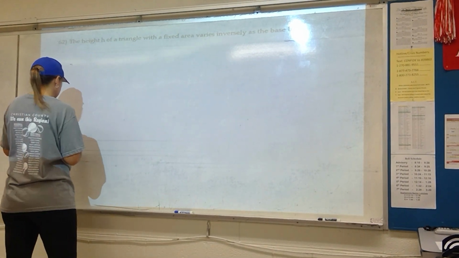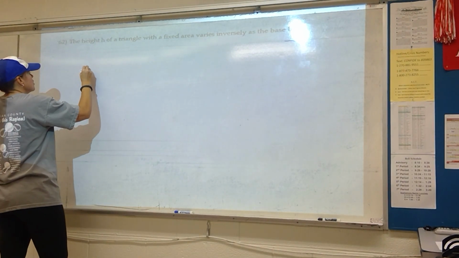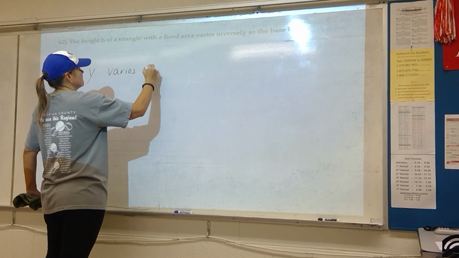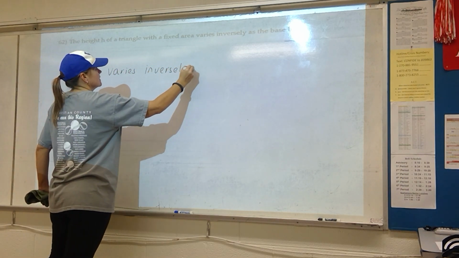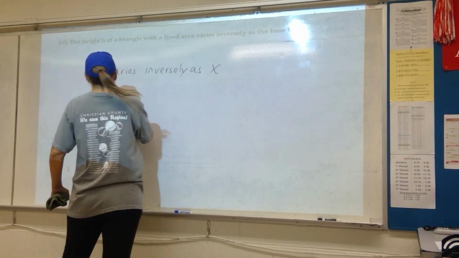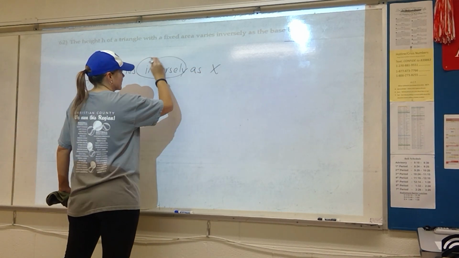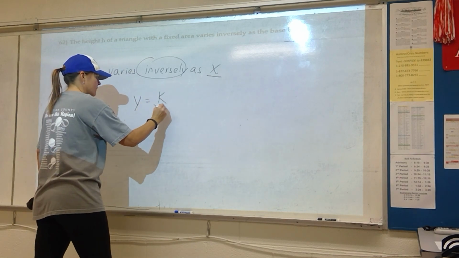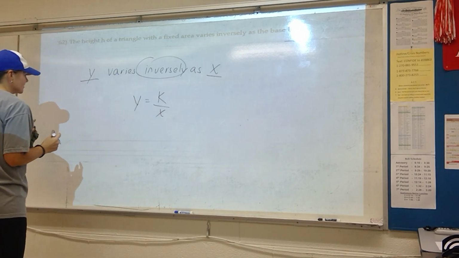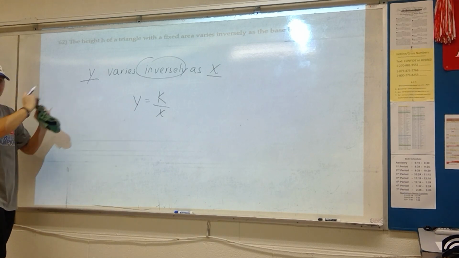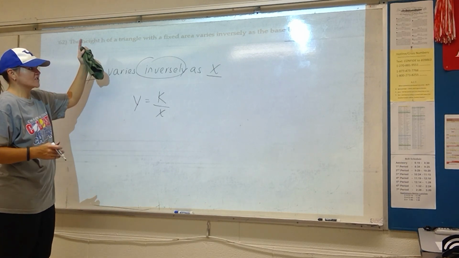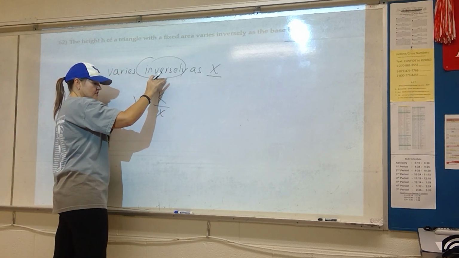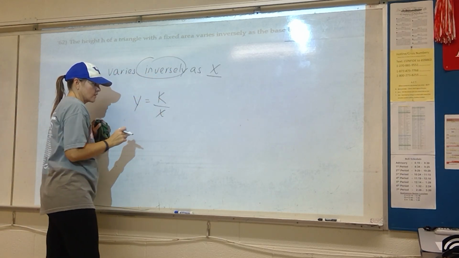If you see the phrase Y varies inversely as X, or something varies inversely as something, you write it as Y equals K over X. And the way I always remembered it is direct, everything's direct, Y equals K times X. If it's inverse, something's going opposite, so the X, whatever it's inversely as, goes downstairs. So it's Y equals K over X.